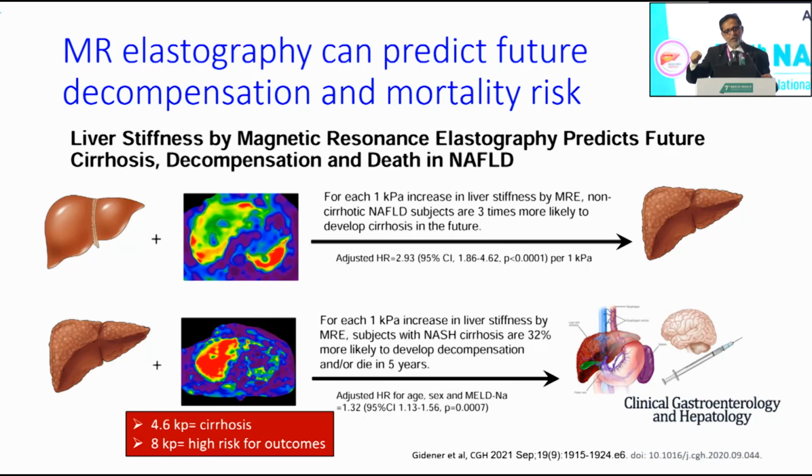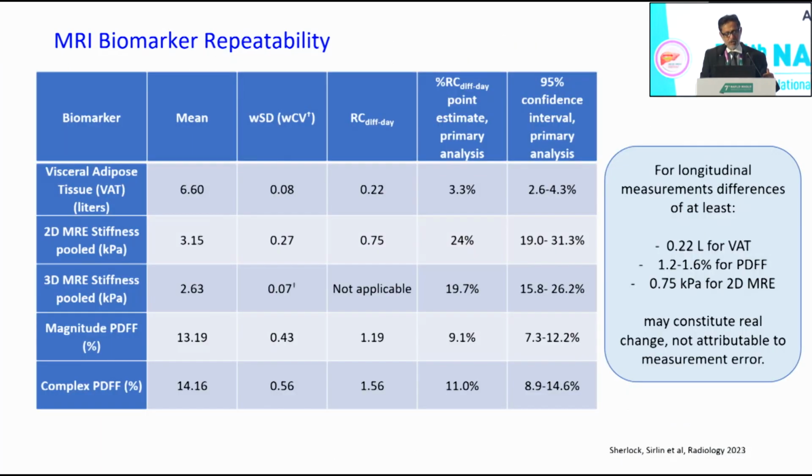But MR elastography has been linked to clinical outcomes, both for prognosis, and later in the year we'll see data that MR elastography improvement correlates with improvement in histology as well. So particularly if it's more than 8 kilopascals, very high risk of outcome. It would be similar to 11.3 with the ELF. So if you don't have ELF, you can definitely use MR elastography.